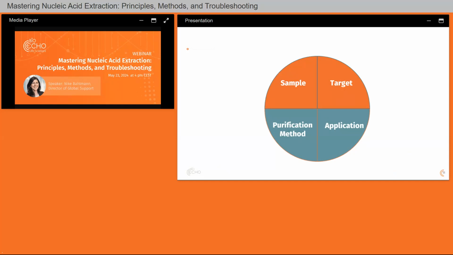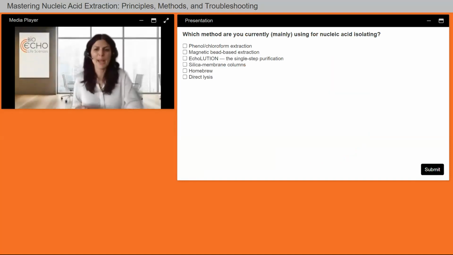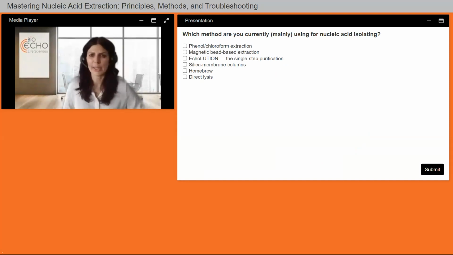So before starting to give you an idea about different available DNA and RNA extraction methods, I want to ask you another poll. So I'm popping up again and moving to the poll. I'm asking you, which method are you currently or mainly using for nucleic acid isolation? Could be phenol, magnetic bead based, maybe also our technology, silica membrane columns, homebrew or direct lysis. So take your time. And I will give you another minute.